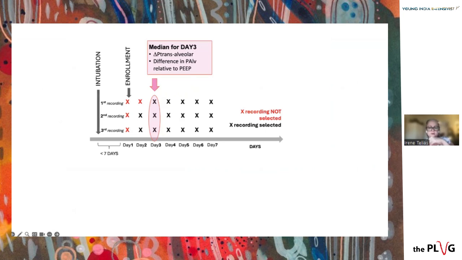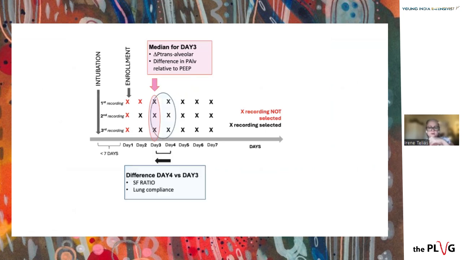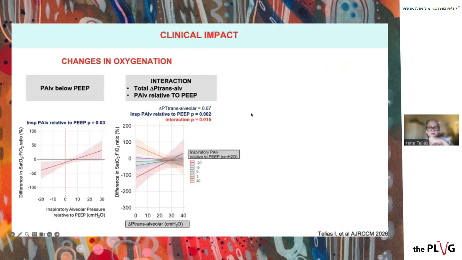And the final thing that we did was to see if this excess stress and strain and alveolar pressure dropping below PIP had an impact on physiological outcomes. So we took the mean value for these parameters on each day, and we checked how this impacted the difference in SF ratio and lung compliance between the subsequent day and this day. The idea is, did the oxygenation improve when the patients were exposed to this high driving transalveolar pressure and very low alveolar pressure, or did it worsen?